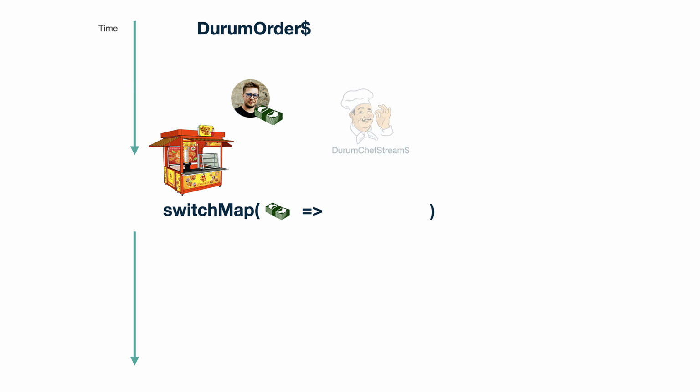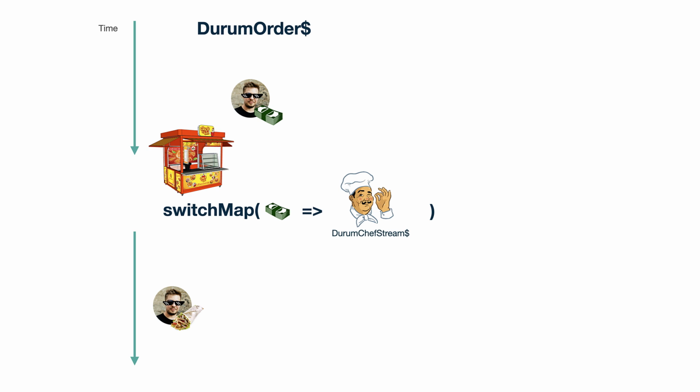And in place of the first chef, the second one starts working on the order for the second customer. And for the first customer, well, it was a bad day for him, so he didn't get his order, unfortunately.